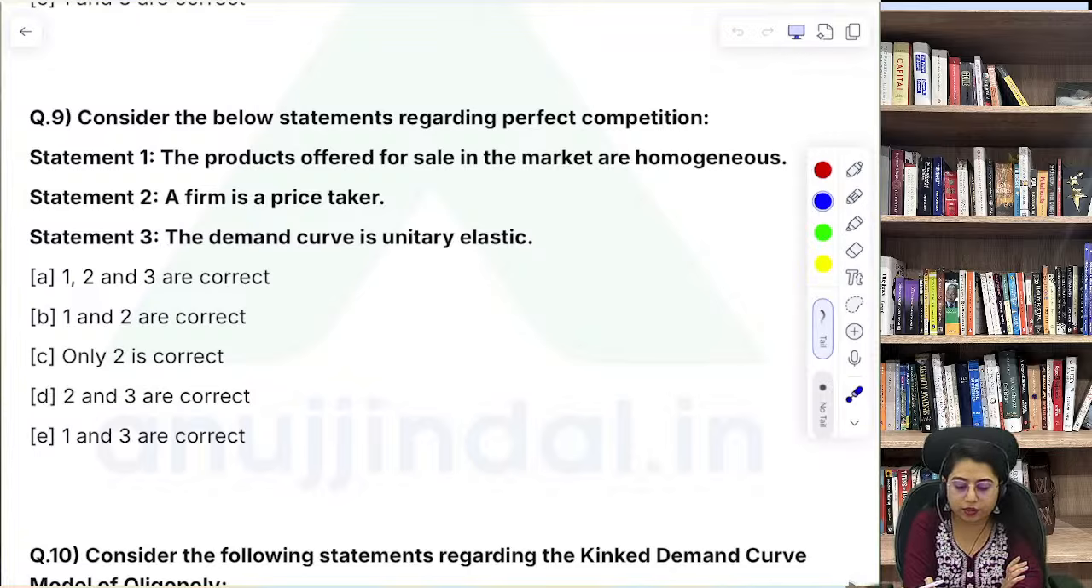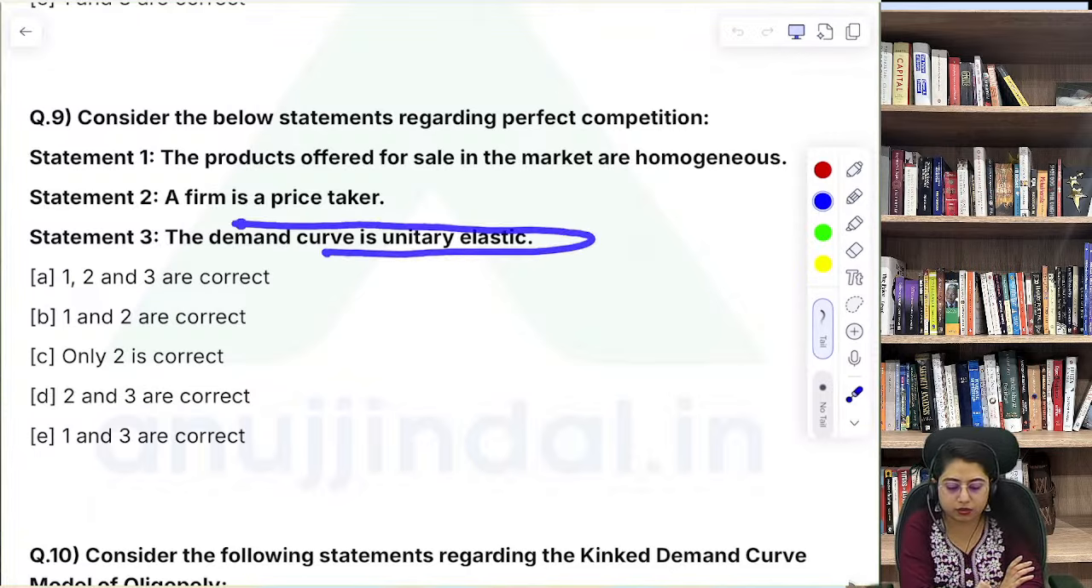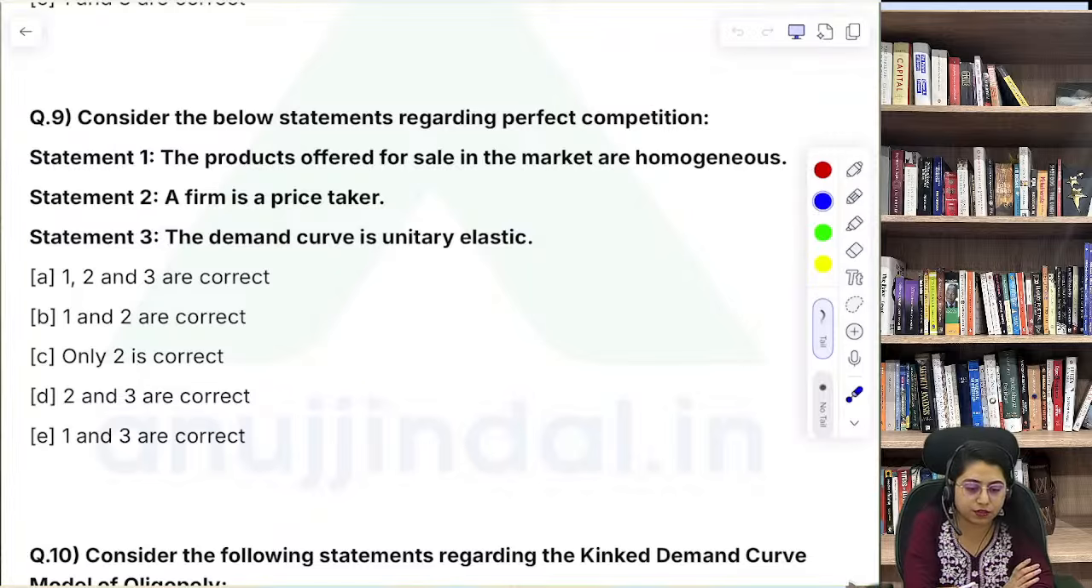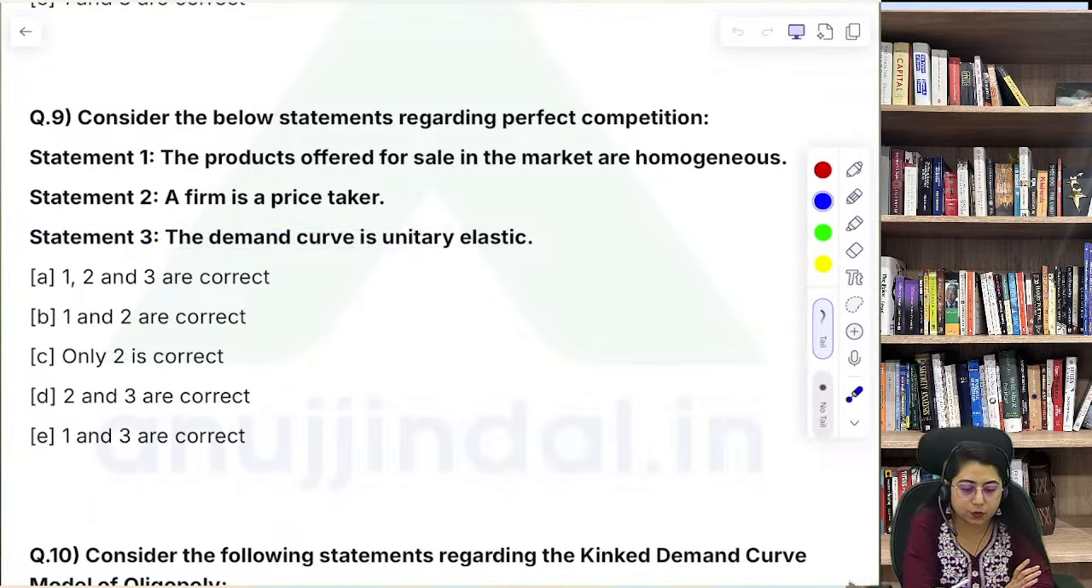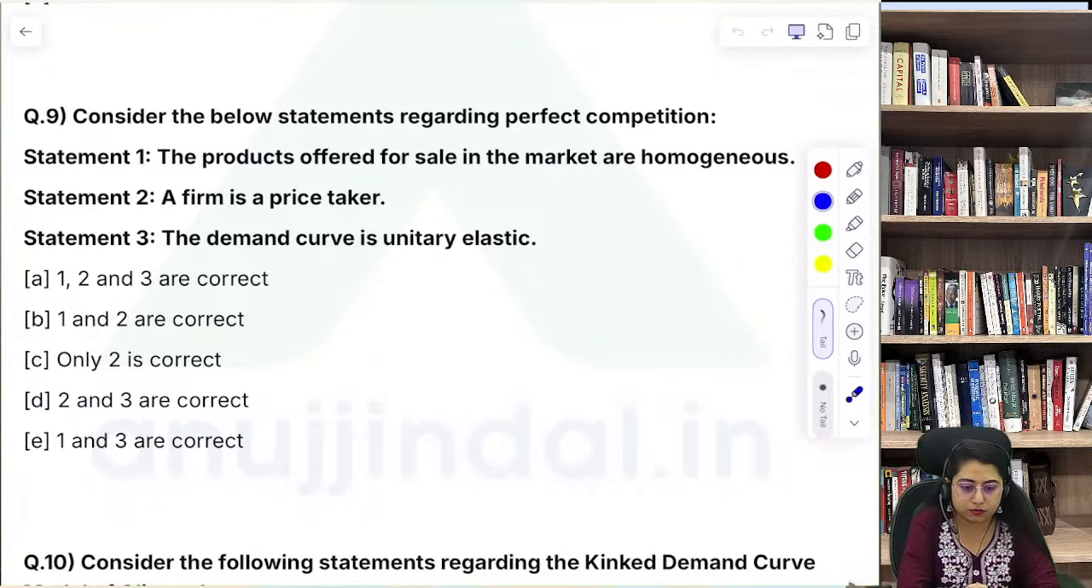Why do you think that the third statement is incorrect? Lahiri, since you have answered it first, Himanshu, tell me why you think the third statement is incorrect. What's wrong in this statement? No, no, the right answer is B only, and the third statement is incorrect, but I want you to answer why it is incorrect. Exactly, because the demand curve here will be perfectly elastic.